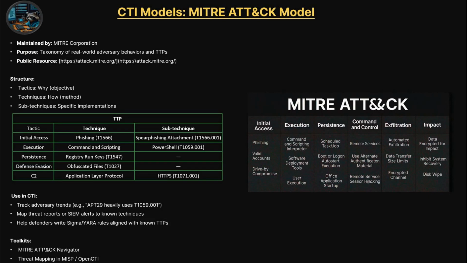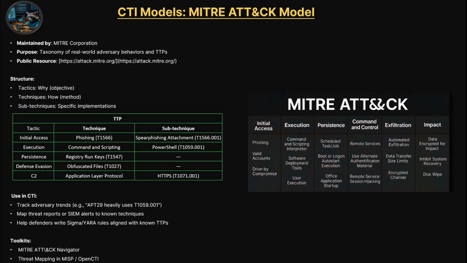So, the third model is the MITRE framework, which is very popular and we all know. And I personally use the MITRE framework a lot. After the cyber kill chain, when I identify how the cyber kill chain is working, I use the MITRE framework a lot in my organization as well, because it helps me to keep track of each and every incident that is taking place. Now, currently it is being maintained by MITRE Corporation. Why was it developed? Because of the taxonomy of real world adversary behaviors and to understand their TTPs. It is a public resource.